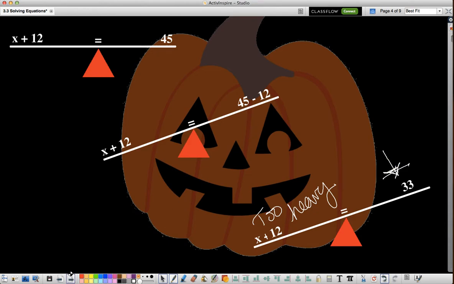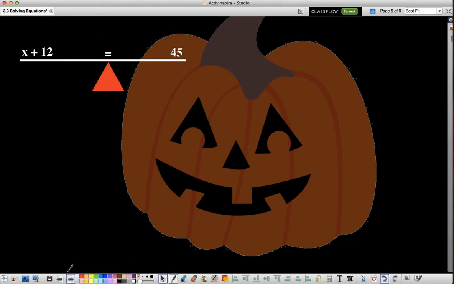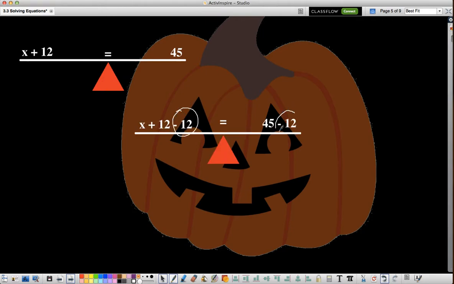All right, so let's look at what this should look like. So if you have x plus 12, what should be happening is you should be subtracting 12 from both sides. That means you're taking 12 away from this side and you're taking 12 away from this side. That's being equal. That's being fair in terms of your equation. So remember that golden rule of math, what you do to one side, you do to the other. We have to keep that in mind with our equations.